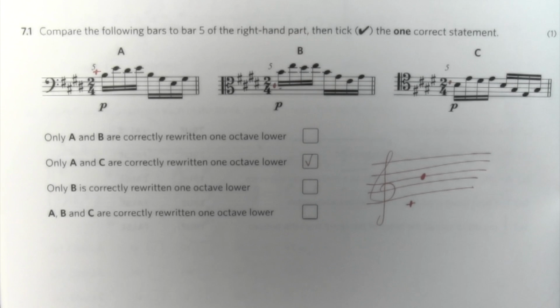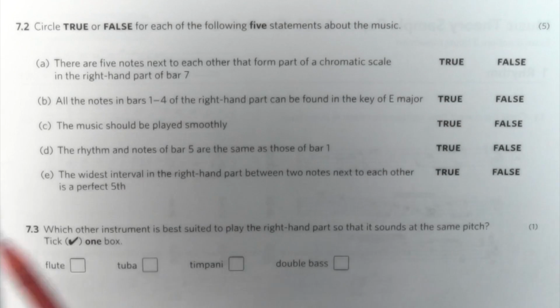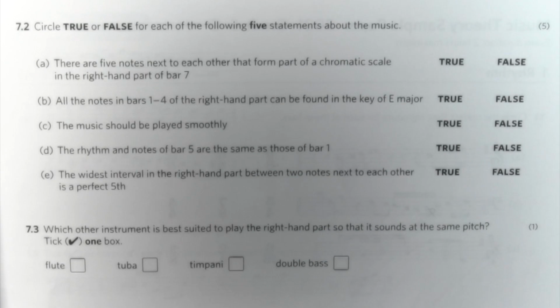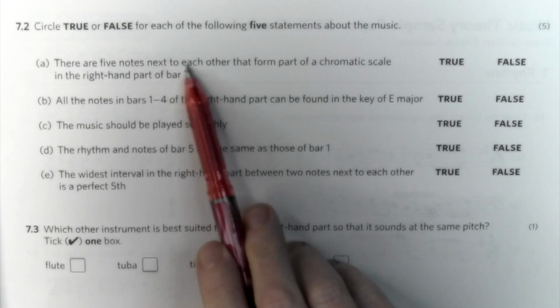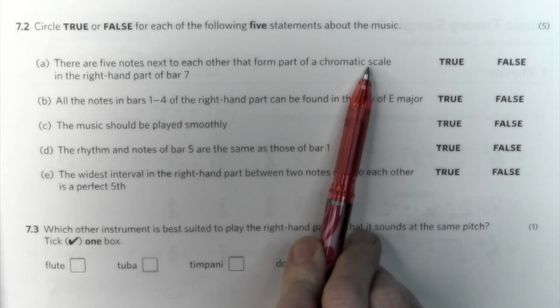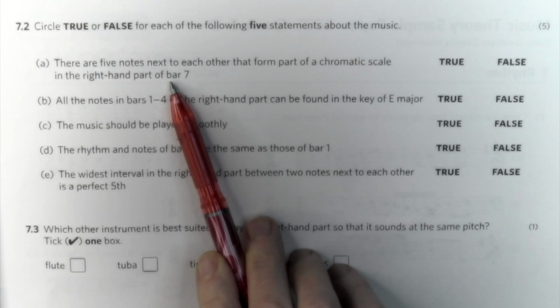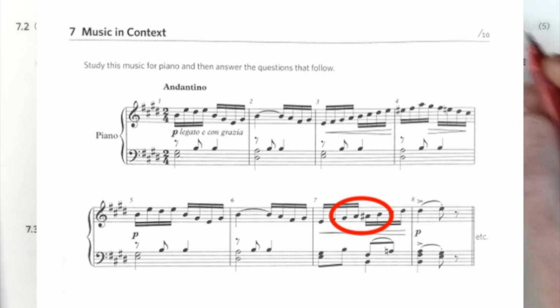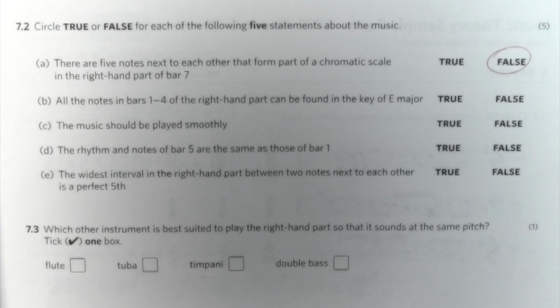Perfect. Question 2. After observing the music that we have, we must circle true or false for each of these statements. There are 5 notes next to each other that form part of a chromatic scale in the right hand of bar 7. And this is false, because we have only 4, not 5. False.